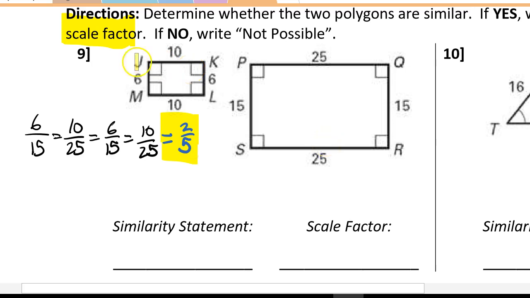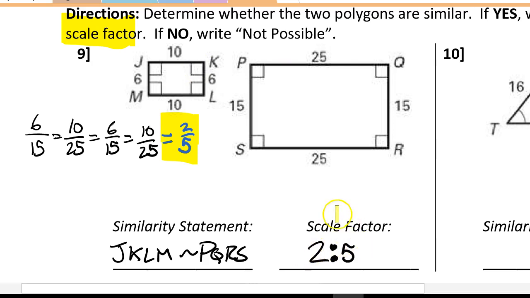Writing the similarity statement, we will simply go in the same order. Similarity statement, JKLM is similar to PQRS. Now for the scale factor, we'll go from smallest to largest. So that's just the ratio. The ratio from the smallest to largest is 2 to 5. That is just our reduced down ratio of all the sides, 2 for the smaller polygon to 5, which is the larger polygon.